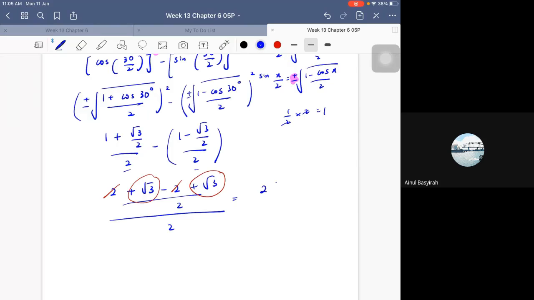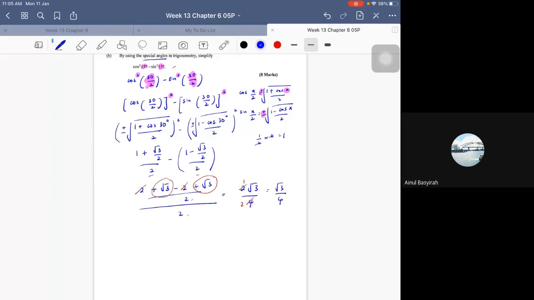So dia akan jadi 2 kali square root 3 per, yang ni 2 dengan 2 ni dia akan jadi per 4. And of course this can simplify, yang ni akan jadi 2. So value dia akan jadi square root 3/4. So that is going to be the value.